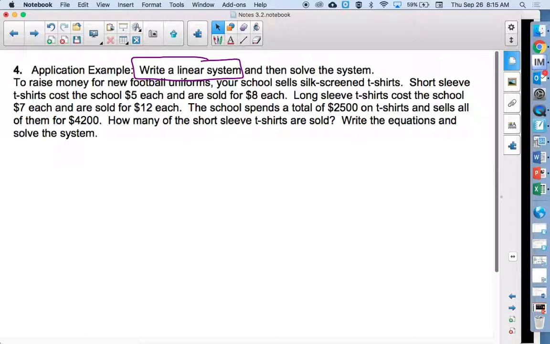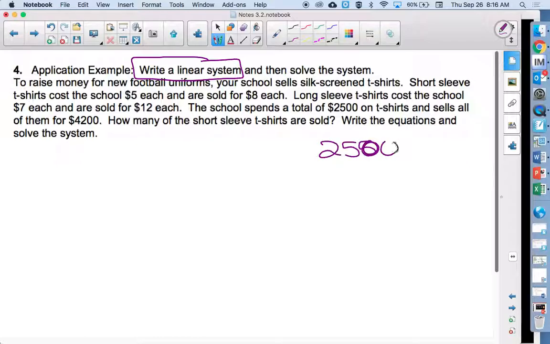It's a lot of information. Try and group the same type of information together in one equation. So think about what are your costs versus how much money would you be earning because you're selling them for a certain amount. So we need a cost equation. What are the costs? Ava, what are the costs? So we spend a total of $2,500.